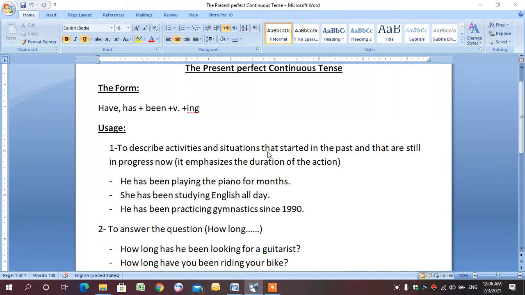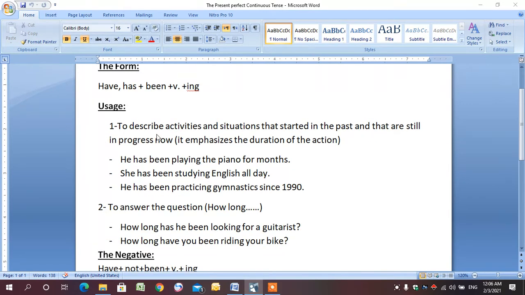We use this tense for what? We use it to describe activities and situations that started in the past and that are still in progress now. So, for activities or situations that started in the past and they are in progress in our present time. For this tense, it emphasizes the duration of the action. So here we emphasize the duration of the action.